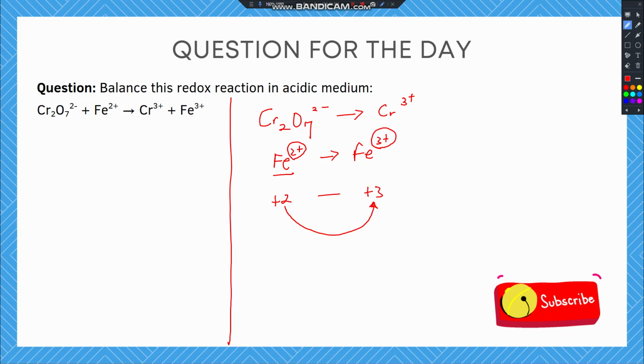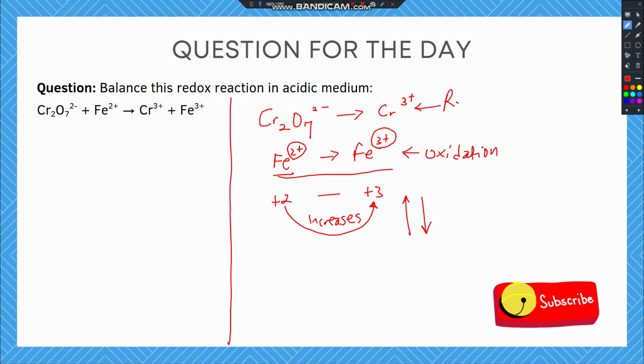Now I have a question for you. When the oxidation number of an atom migrates from +2 to +3, does it increase or does it decrease? Of course it increases. And we all know that when the oxidation number of an element increases, it means that oxidation has taken place. So automatically this becomes our oxidation half. And if this is our oxidation half, it therefore means that this one over here automatically becomes our reduction half. So now that we have identified our oxidation half and our reduction half, let's solve this question further.